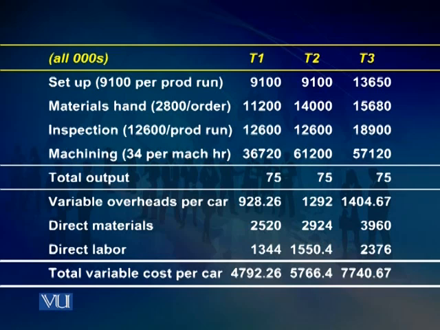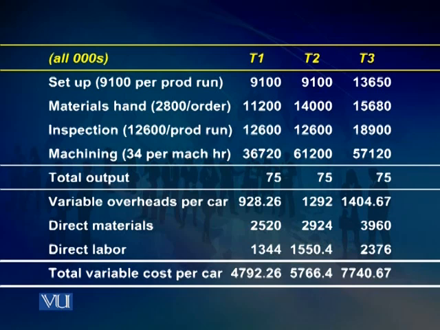Materials, again, do the same: reduce the cost driver by the percentage and multiply that by the cost driver volume. Inspection and machining will give you all the different amounts of overheads that will be incurred. The total output is 75,000, and therefore the total variable overhead per car for T1 is 928. So you add up all the overheads and divide that by 75,000, and you get the variable overhead per car.